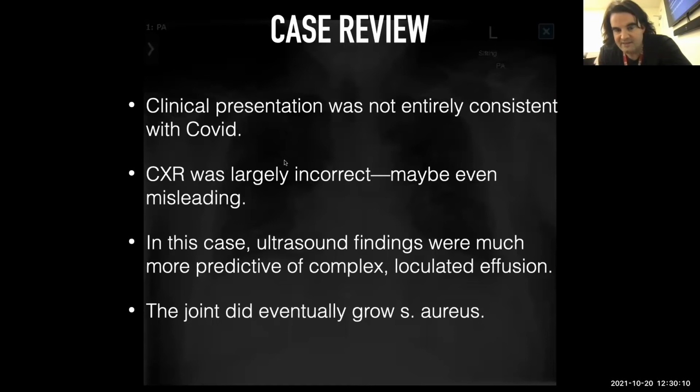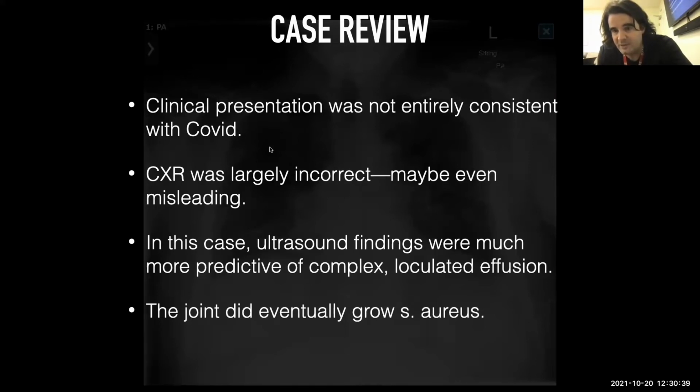So reviewing this case, I think it's important to highlight that when we have cases that come in with, query COVID, it becomes very hard to stop the COVID train. But obviously, we have to evaluate each circumstance as if they were here in the time before COVID occurred. And obviously a high white count, frank diaphoresis, and just this clinical presentation was more consistent with a different disease process. And the chest X-ray was largely incorrect, maybe even misleading.